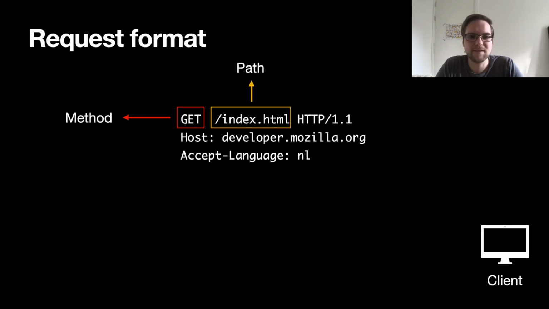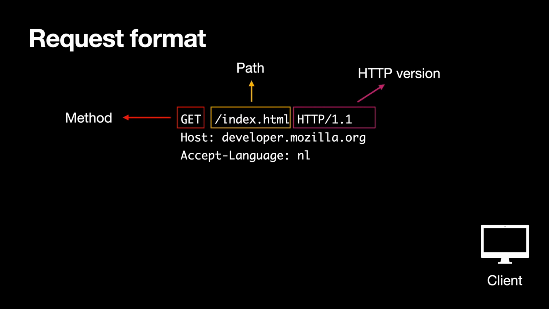The next, after the GET, is the resource path. It's the path that we want to interact with. In this case, we just want to get the index HTML page. And this is why it's GET, and then we specify what we want to get. Next, we specify the HTTP version. And underneath, we have something called headers.